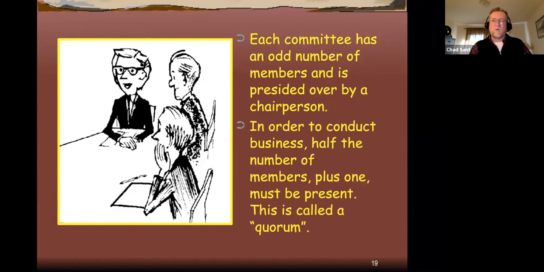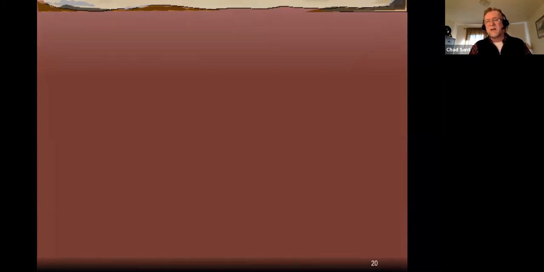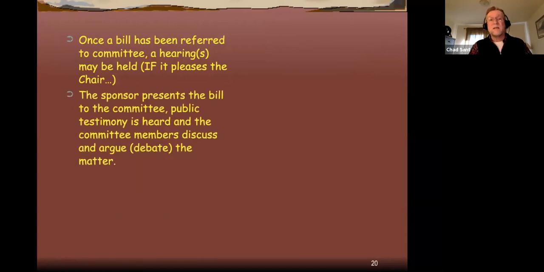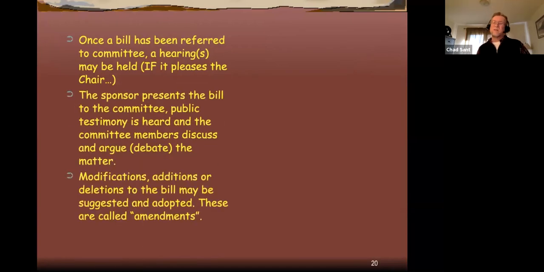If they don't have a quorum, they can get into big ethical and legal problems because of, again, other laws ensuring that it's a public meeting that the public should, in theory, be able to attend and monitor.